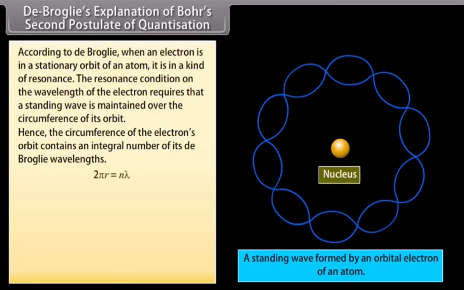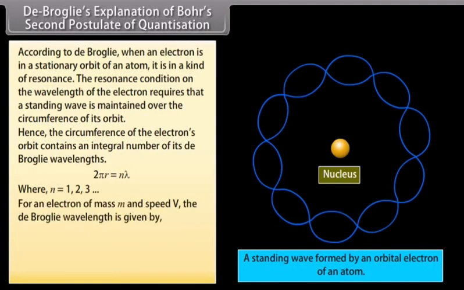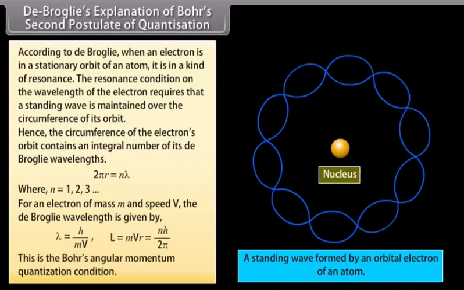2 pi r equals n lambda, where n is equal to 1, 2, 3, and so on. For an electron of mass m and speed v, the de Broglie wavelength is given by h upon mv. This may be written as mvr equals nh upon 2 pi. This is the Bohr's angular momentum quantization condition.